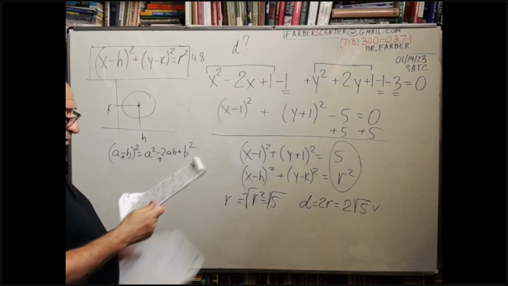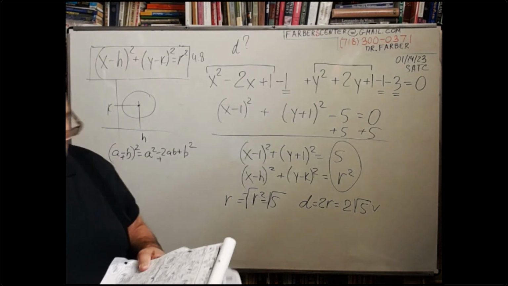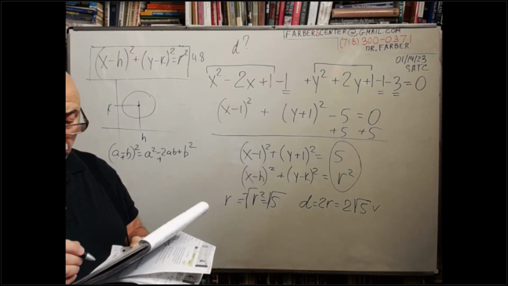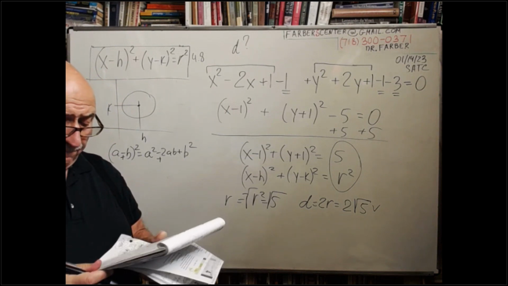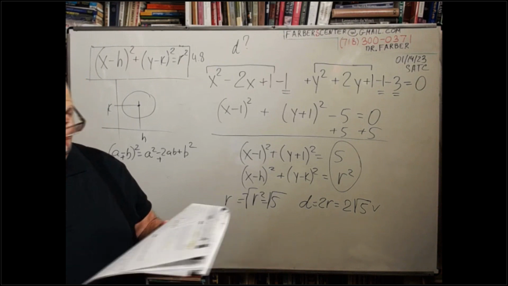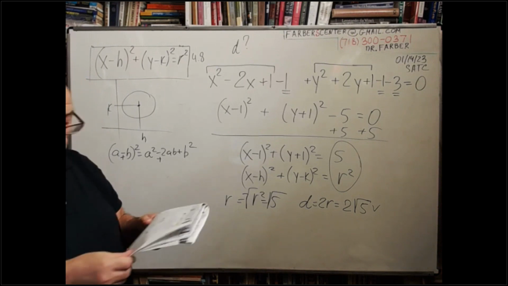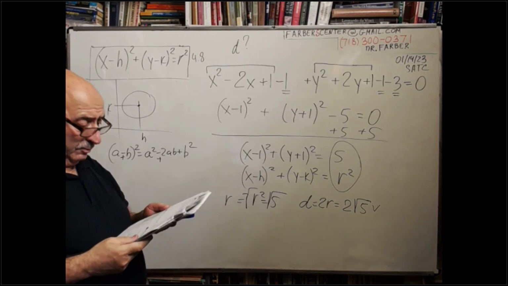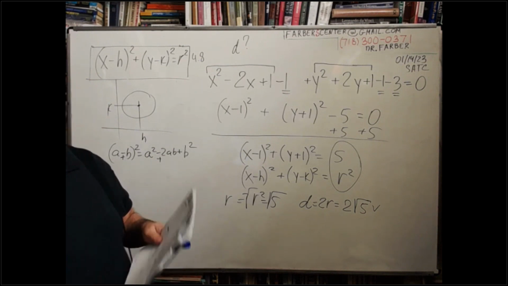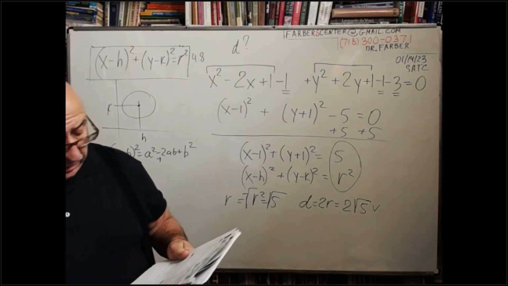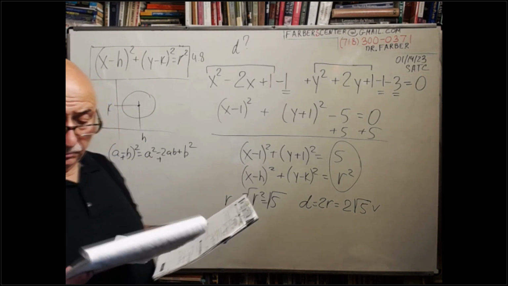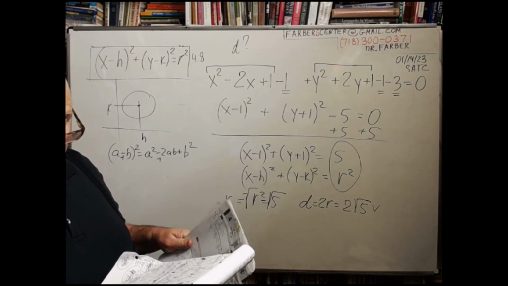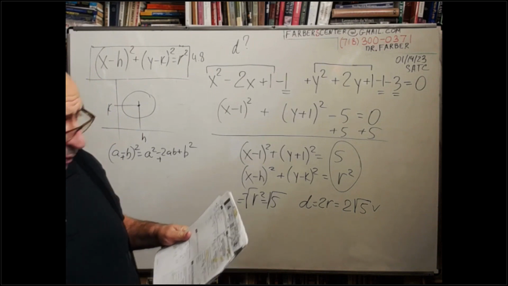Next is, let me erase this one, this one, this one. Go to the next one. The next one is 411. Theodore again. 411.